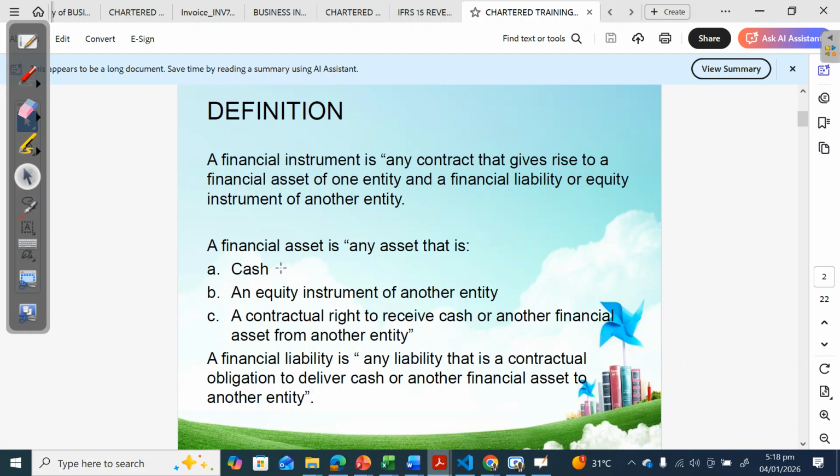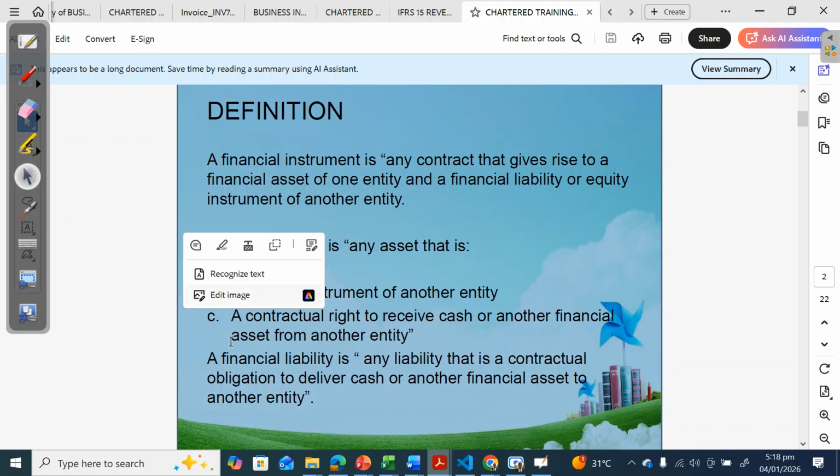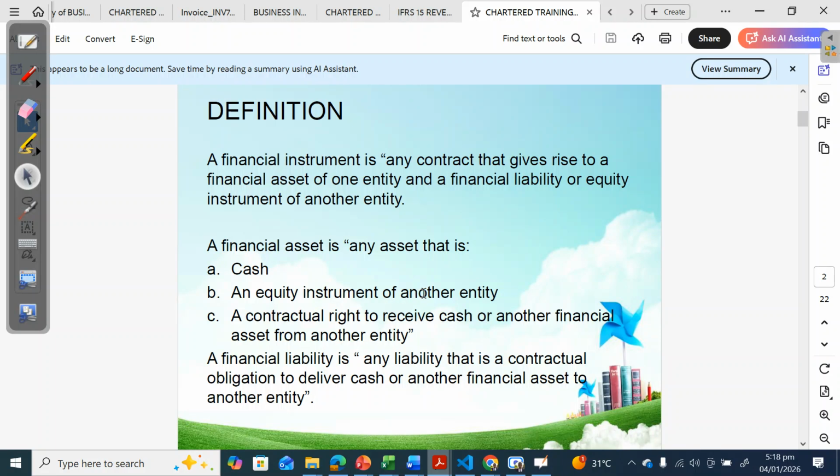So what is a financial asset? A financial asset is any asset that is cash. So cash is a financial asset. The money we have in hand is a financial asset, or an equity instrument of another entity. If you have shares in MTN, Fan Milk, EcoBank, and so on and so forth, that is a financial asset.